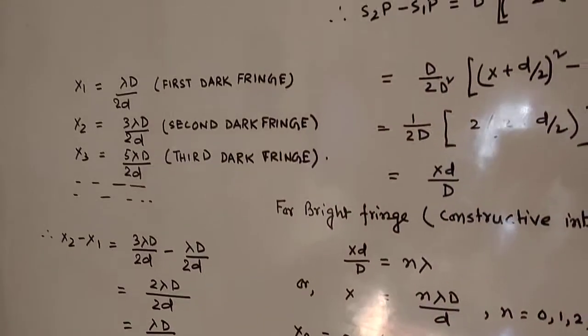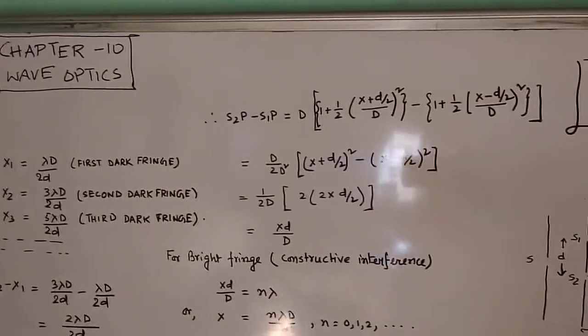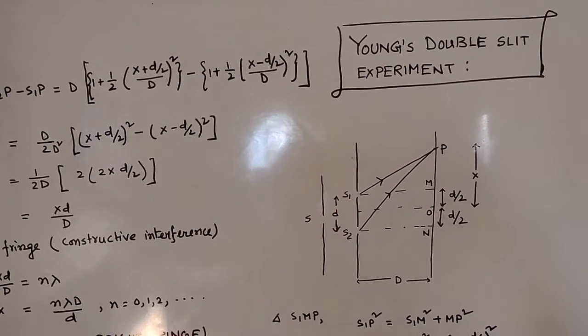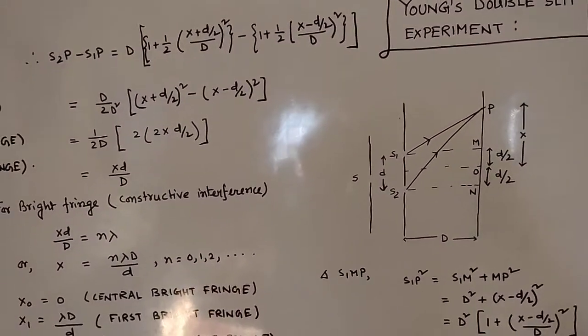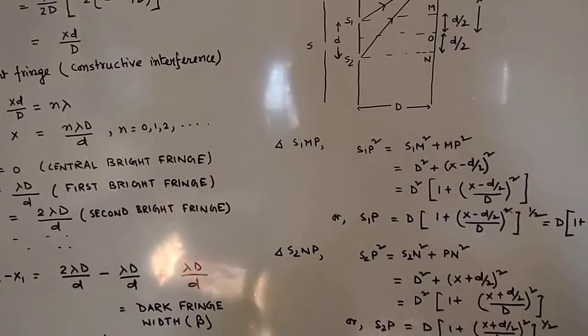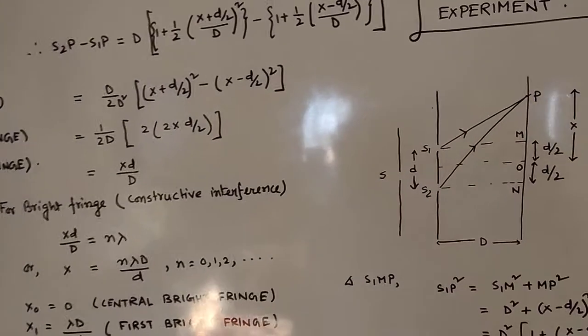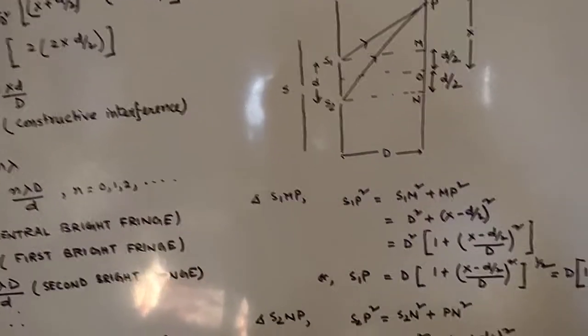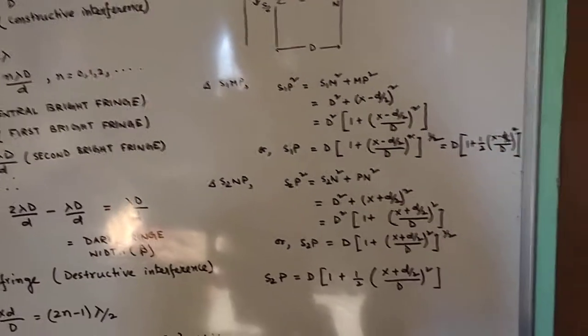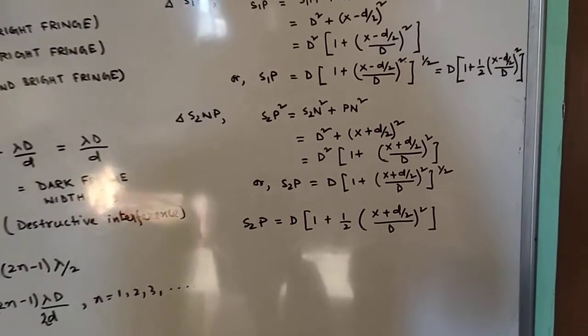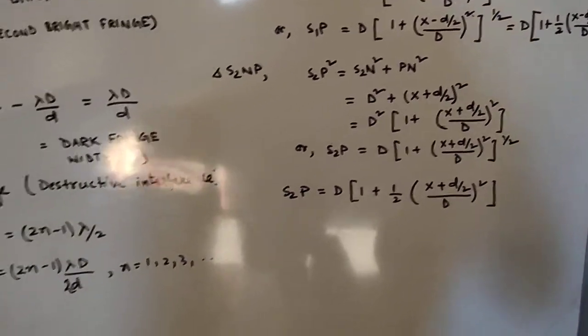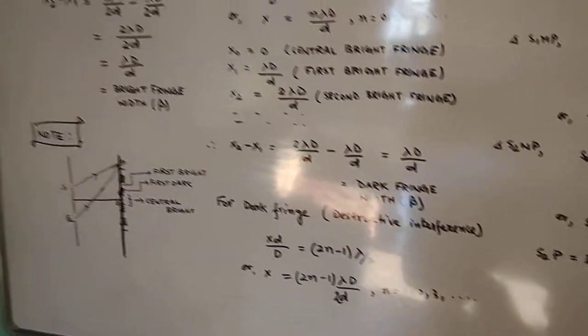So please go through this topic. This topic is very important, and numericals used to come from the expression. It is simple; you only have to go through the figure, and the simple geometry, Pythagoras theorem, simplification, and binomial theorem. So this is all about it.